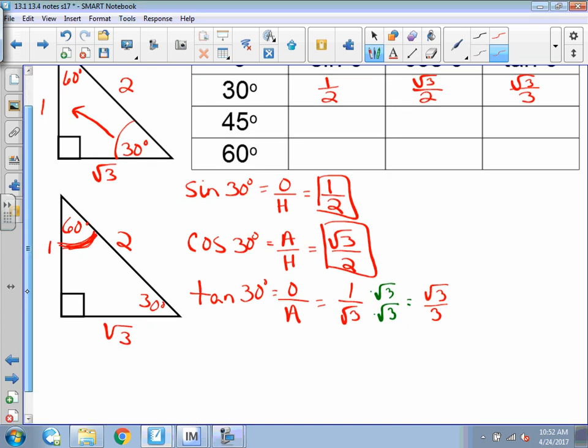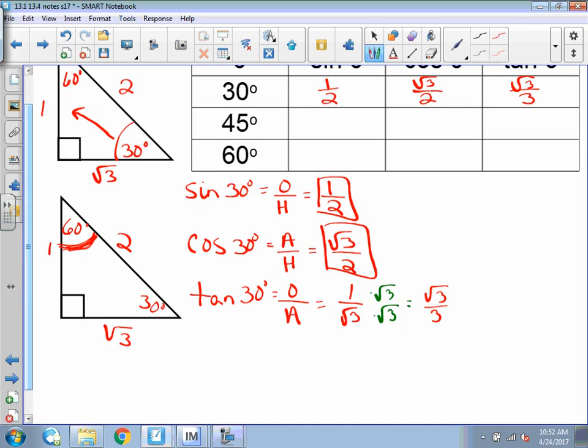The hypotenuse always stays the same. But whereas when we were dealing with 30 degrees, this was the adjacent, when we're dealing with 60 degrees, this is the opposite, and this is the adjacent. Okay? The hypotenuse never changes. It's always across from the right angle. So those values are in respect to the angle that you're looking at. Opposite changes if you change the angle. You understand?